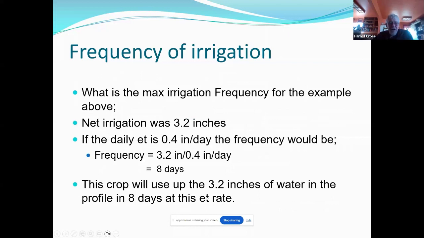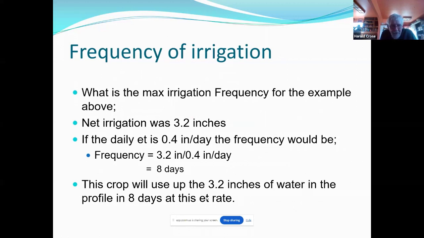So here's that example. What is the max irrigation frequency for the example above? Net irrigation was 3.2 inches. The daily ET from your weather station said you're losing 0.4 inches per day for that particular crop. So your frequency would be 3.2 divided by 0.4. You can get over this field every 8 days.